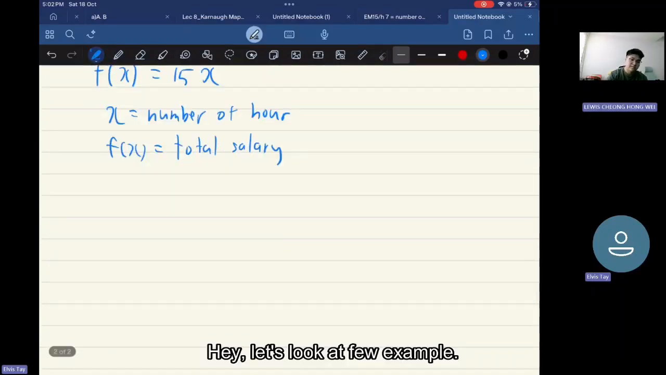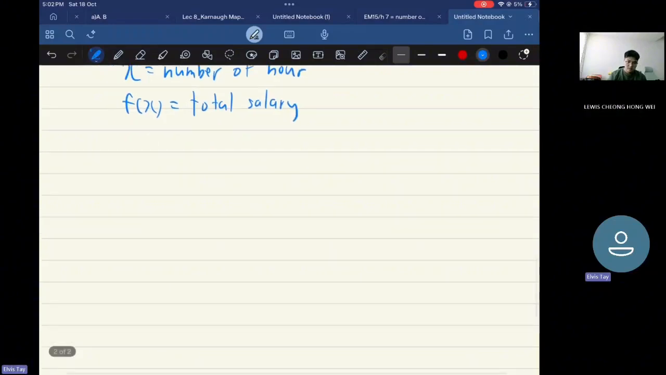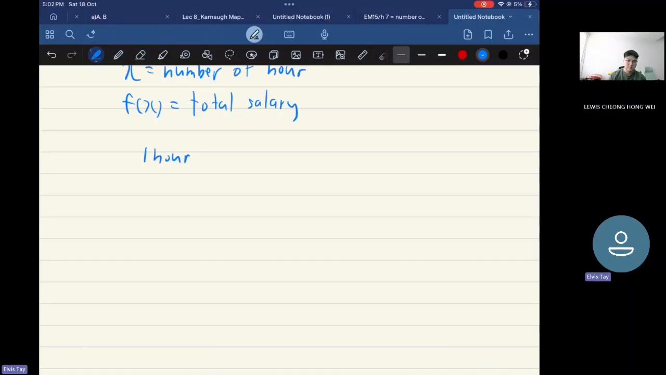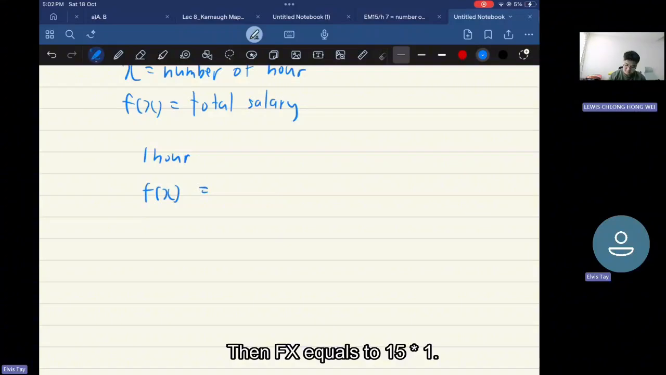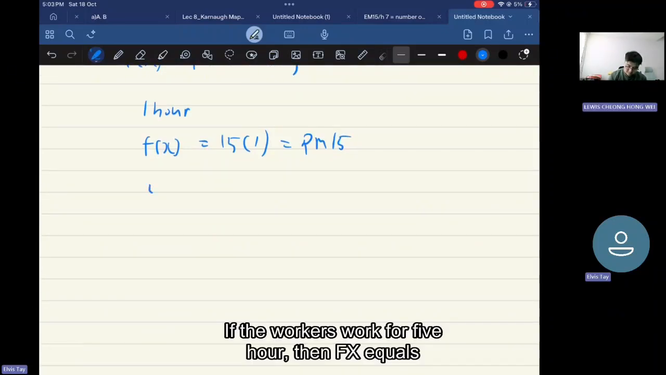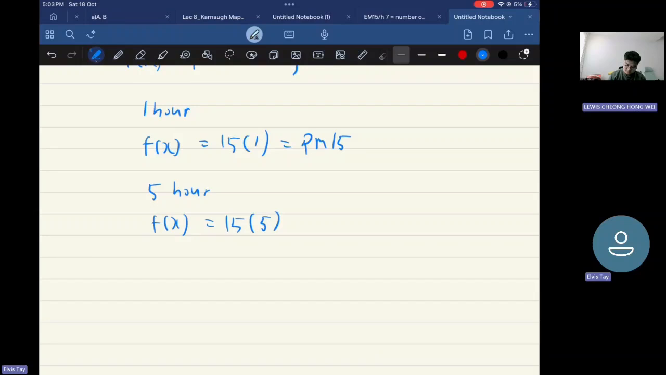Let's look at a few examples. If the worker works 1 hour, then f(x) equals 15 times 1 equals RM 15. If the worker works for 5 hours, then f(x) equals 15 times 5 equals RM 75.